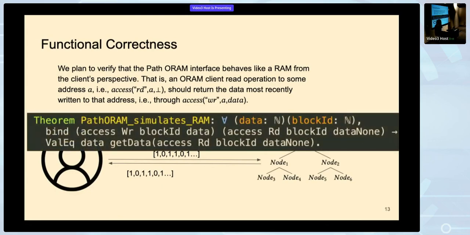Formally, we have this. I define the access as a kind of state monad, even though it has more parameters to the value field. So I compose this read and write access together, and we show that the data we write to it is the same data that we get from the read operation.